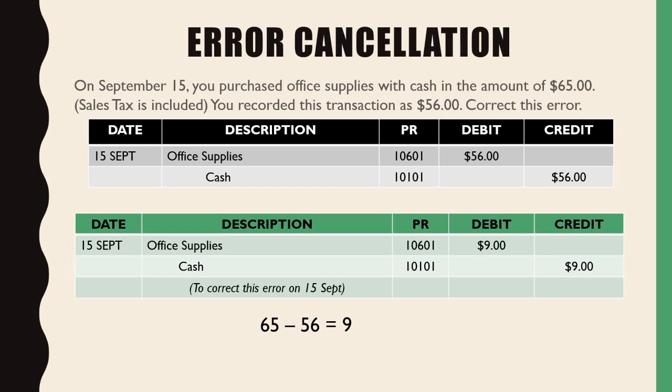All right? So those are the two different types of fixing errors when it comes to journalizing. Right? All right, T accounts.